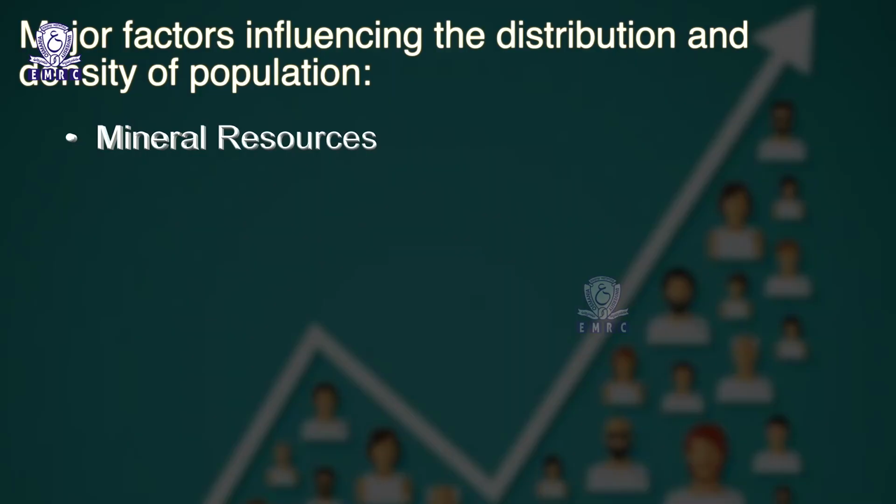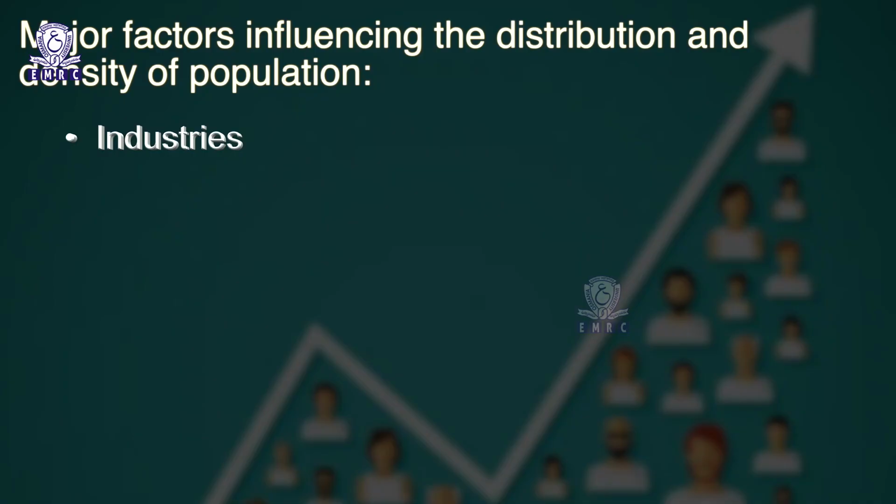The next factor is the mineral resources. The availability of mineral resources also determines the population density of an area. For example, Chota Nagpur region, rich in minerals, has a high population density. Next factor is the industries. 1 hectare of industrial land is capable of supporting several thousand persons. For example, West Bengal, Bihar, Jharkhand, Odisha, Maharashtra, Gujarat, etc.